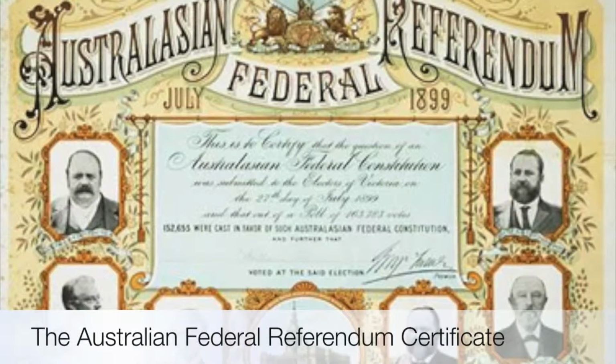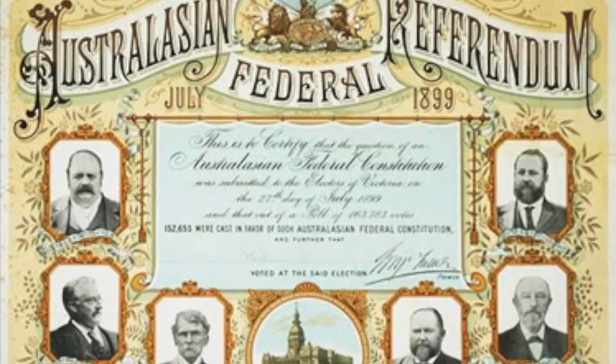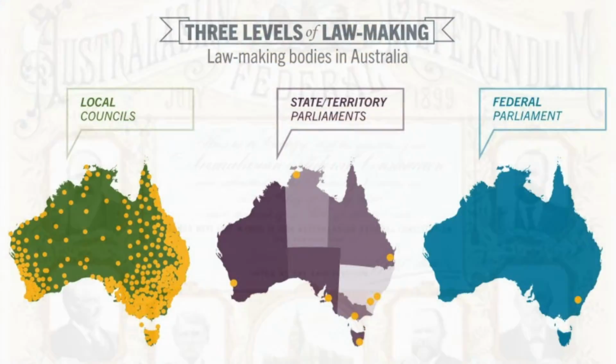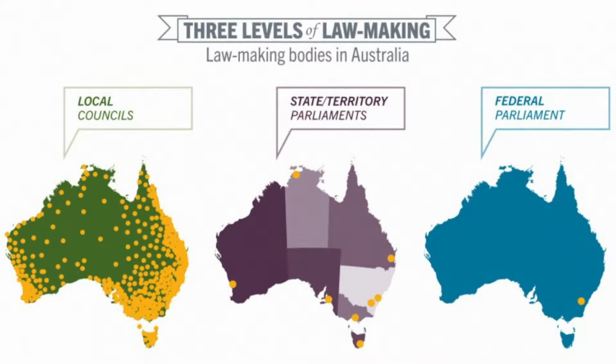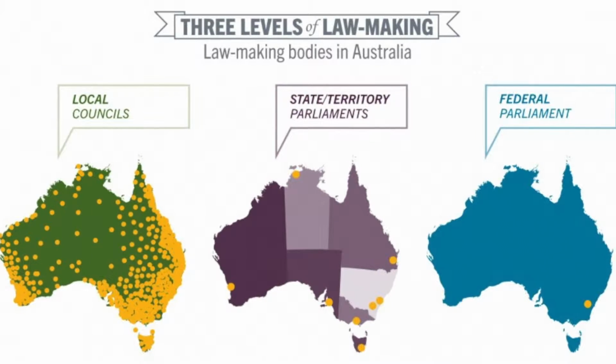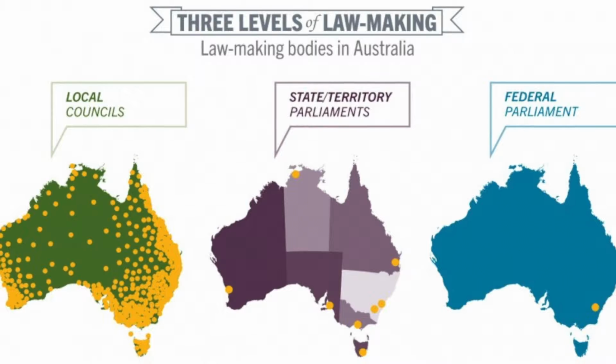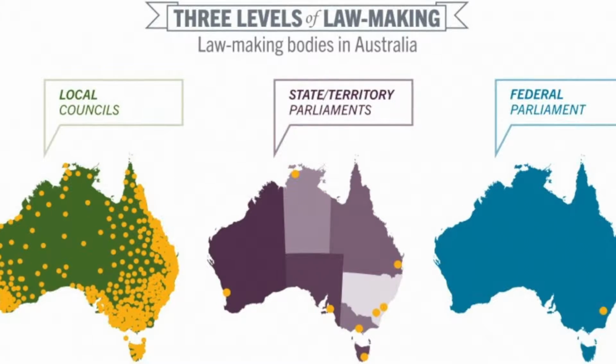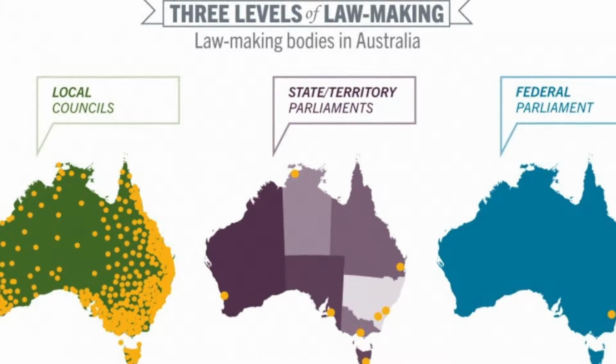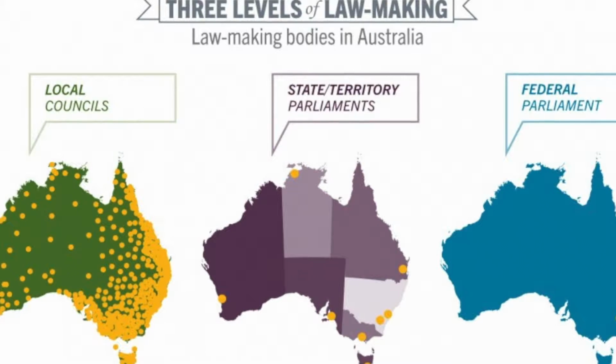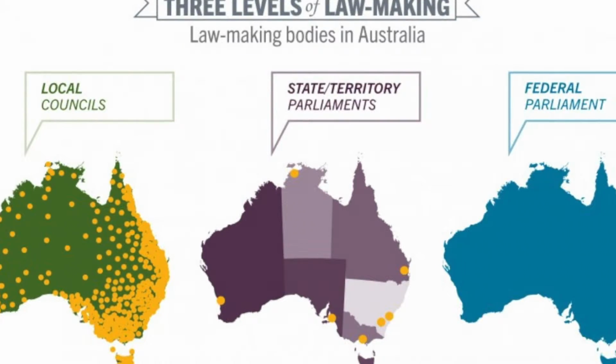The term federation is often used to describe the birth of our nation because the Constitution created a federal system of government. Under this federal system, powers are divided between a central government and individual states. In Australia, the power is divided between the Commonwealth federal government and the 6 state and territory governments, and within each state and territory there are local councils.